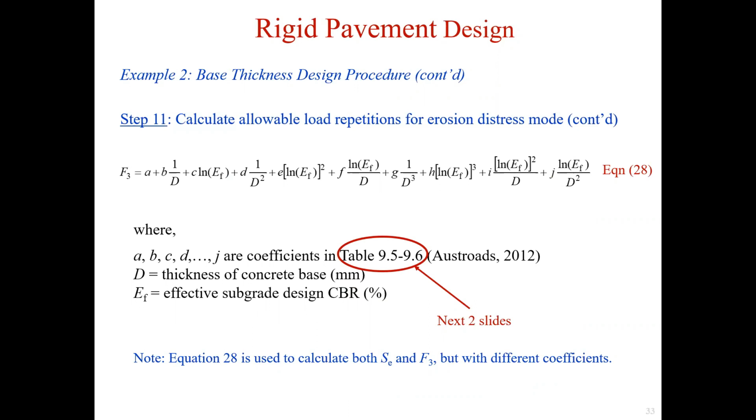The formula for erosion factor F3 is shown here, where the parameters A, B, C, and D to J are coefficients in tables 9.5 to 9.6. Again, D is the concrete base thickness in millimeters, and EF is the effective subgrade design CBR in percentage. Equation 28 is used to calculate both SE and F3, which means the expressions are the same and only the coefficients are different.